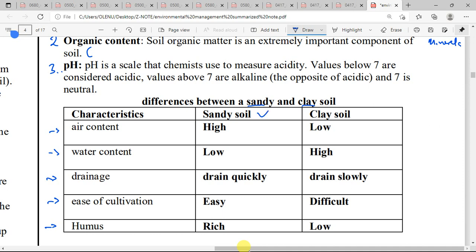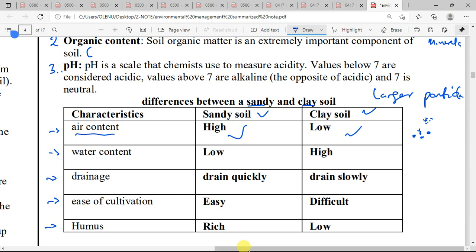Now, sandy soil and clay soil, looking at the air content, sandy soil has larger particles than clay soil. If it has larger particles, you expect more air spaces for air to go through than in clay soil, whose particles are very small, so there are fewer air spaces in between. So for air content, sandy soil has a high content while clay soil has a low content.